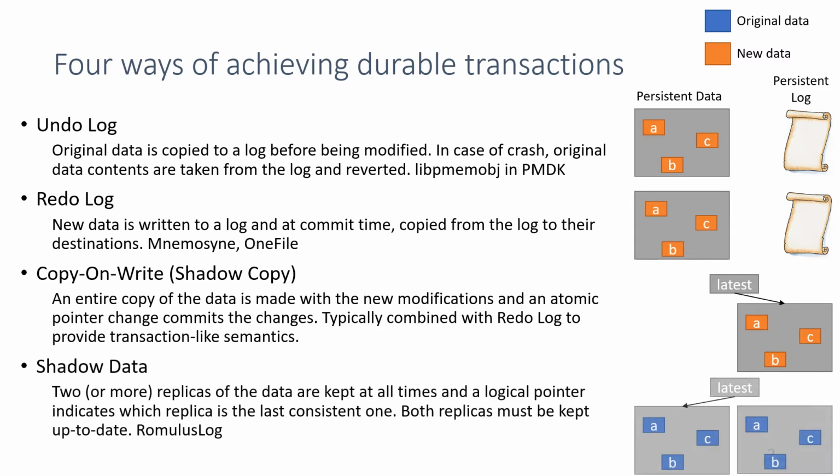And shadow data is kind of similar to copy on write, but it's not the same thing, because you keep two replicas the whole time and you keep them up to date. First, you apply the modifications on one of the replicas, then you toggle the pointer, then you apply the modifications on the other replica. The next time you toggle the pointer in the opposite direction.